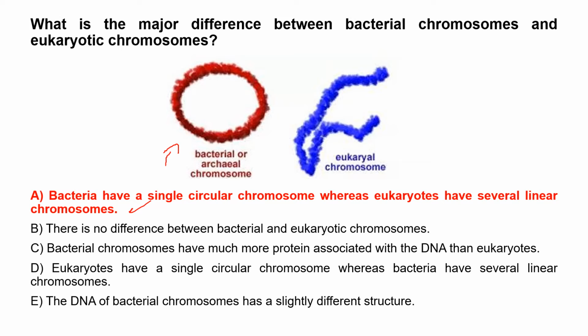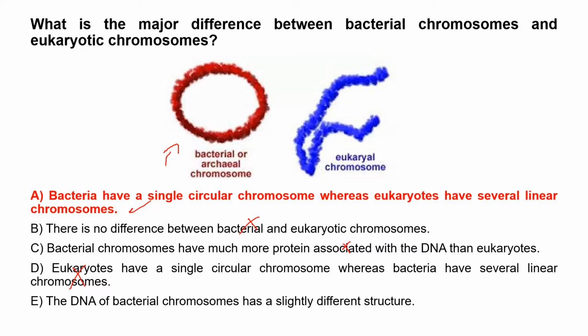B. There is no difference between bacterial and eukaryotic chromosomes. That is wrong, as we just said. C. Bacterial chromosome have much more protein associated with DNA than eukaryotic. So that is wrong. Actually, the eukaryotes to pack it, they have much more protein. D. Eukaryotic have a singular chromosome, whereas bacteria have several linear. So this is the opposite of A. So it's wrong.